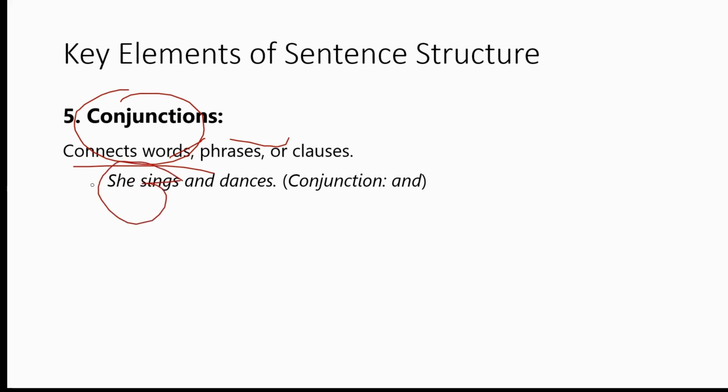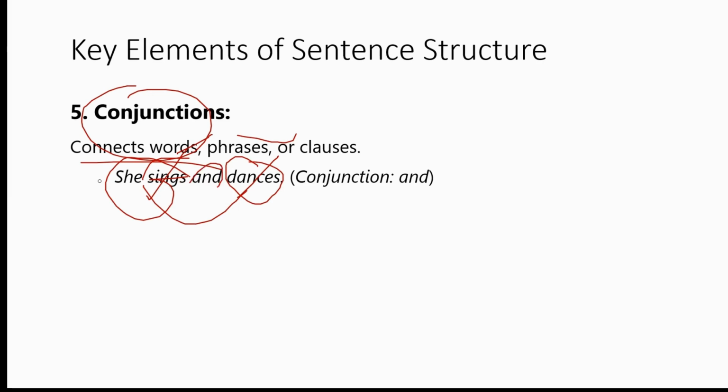For example, "She sings and she dances." Sings is a verb, dances is a verb. So both verbs have been joined by "and." So "and" is connecting sings and dances. So "and" is a conjunction.